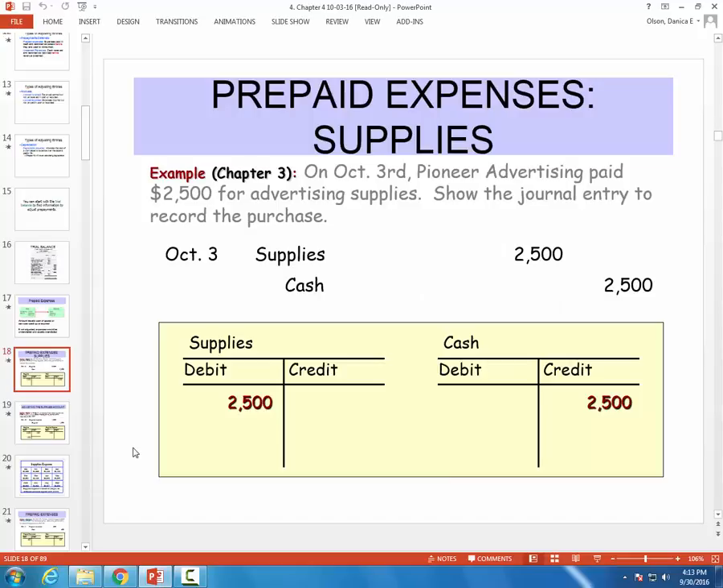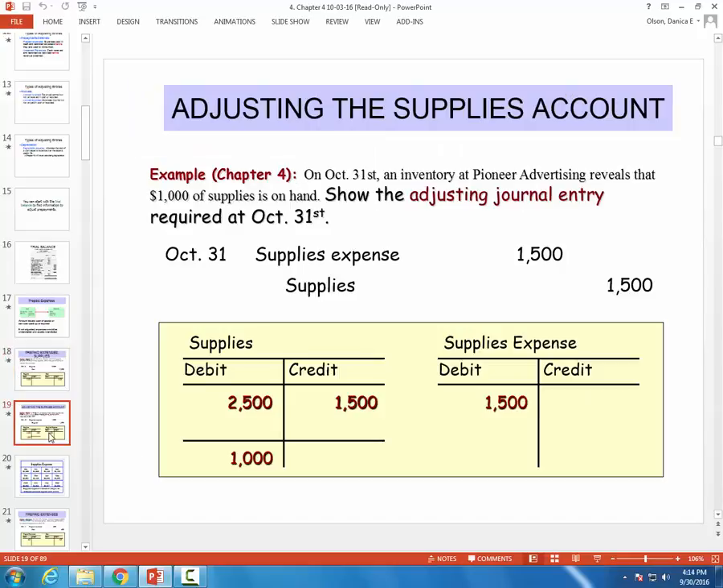Pioneer Advertising bought $2,500 of supplies at the beginning of October. When the company bought supplies, they debited supplies and credited cash. At the end of the month, they need to record the ending balance in the supplies account.